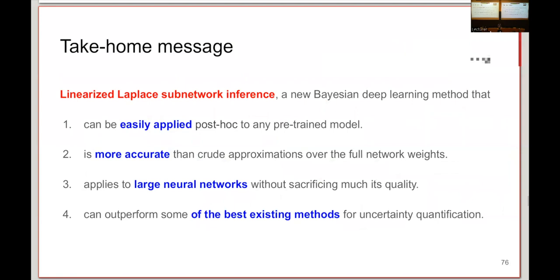Good, so some take-home messages on this. We have seen this linearized Laplace subnetwork method. It can be easily applied to pre-trained models. You could imagine that you have a neural network that someone already pre-trained. You could then try to extract a subnetwork and apply this approach there. It seems to be more accurate than other techniques like SWAG, deep ensembles, and others. It applies to neural networks without sacrificing much in terms of quality. And we have seen that it can outperform existing methods like deep ensembles, which are usually very strong. So that's quite interesting.